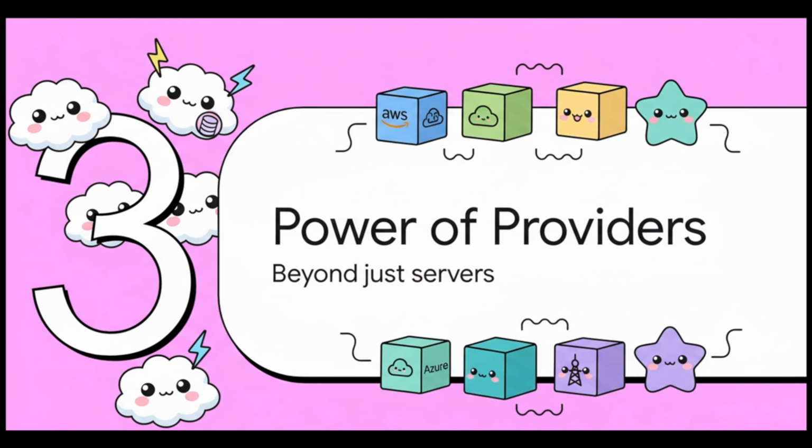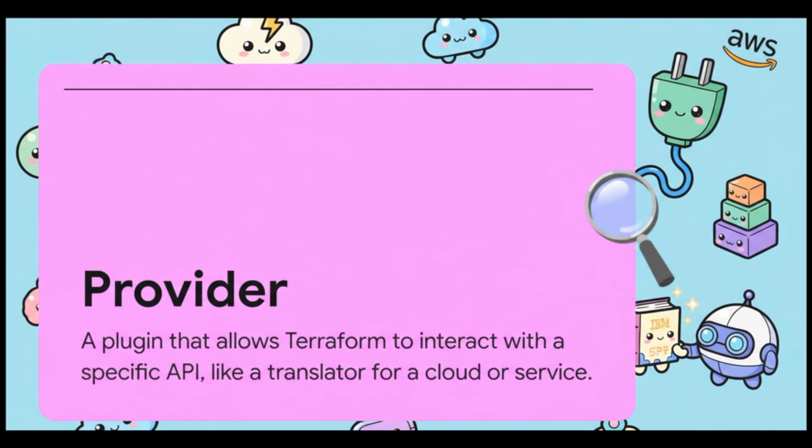Okay, so a question I hear all the time is, can Terraform only manage servers on, say, one specific cloud? And the answer is a huge no. And that's all thanks to its incredible pluggable design and this idea of providers. So what's a provider? It's basically a plugin. You can think of it as a universal translator that teaches Terraform how to speak the language of any specific service out there. Whether that's a cloud like IBM Cloud or AWS, or even a totally different kind of service. This is what makes Terraform so incredibly versatile.